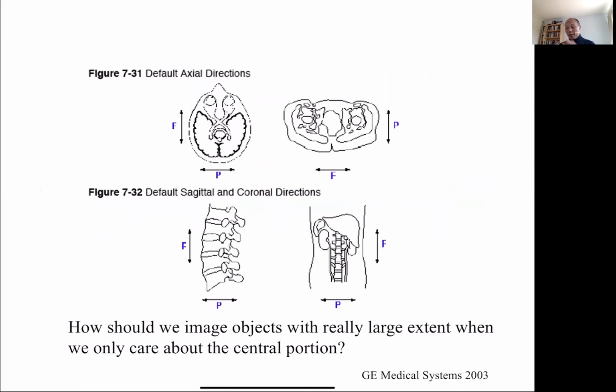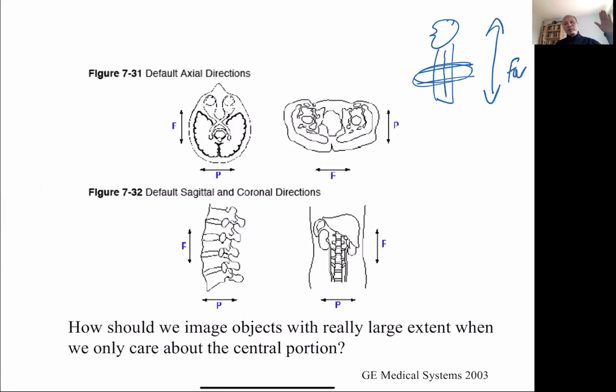The other thing that comes up quite a lot is that we've talked about the field of view, and we said, given some object, you're going to pick some field of view. If you don't meet those requirements, then the image is going to be aliased onto itself. But what happens if you have something that's really big? For example, let's say you had a snake that's really long, or a spine. A typical clinical situation might be you're imaging this person and here's their spine, and all you care about is some small part of their spine, and yet the field of view here is quite large, right?